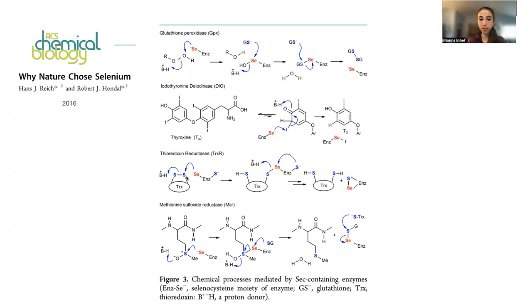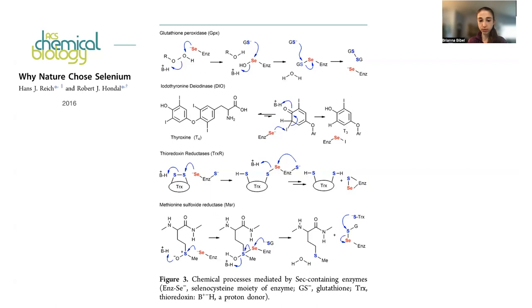But then you have selenium stuck here. And so what's going to happen is that the sulfur on the thioredoxin reductase is going to attack the selenium, and you get this linked product where you have this selenyl sulfur crosslink. But then you have this in this protein, so it needs to get regenerated, but you've regenerated your thioredoxin, which can then go and act to reduce those disulfide bonds, so break those up.